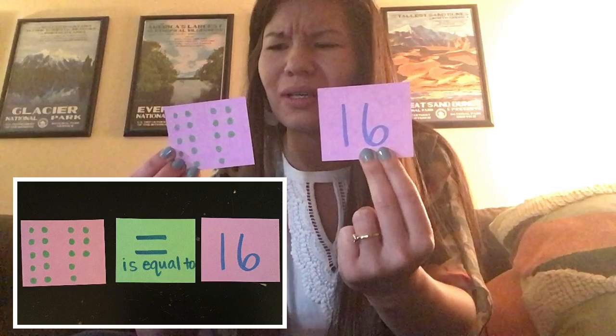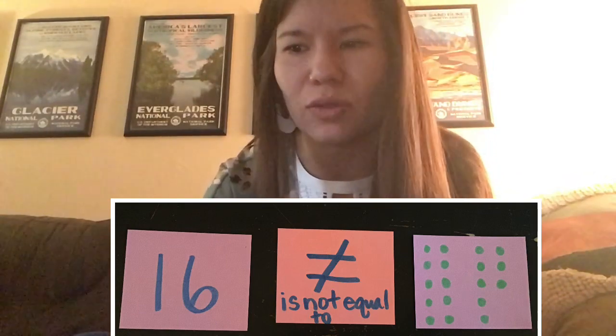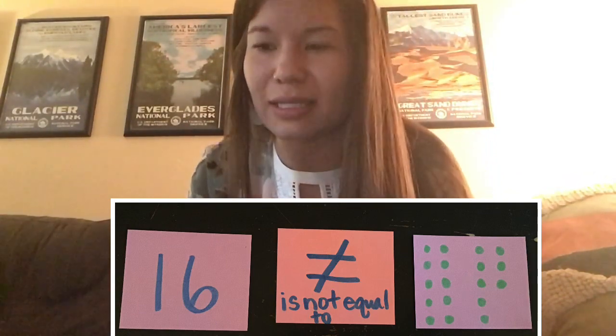So should I put the is equal to card between them or the not equal card between them? Oh, I think they're not equal because this one was 16, this one was 18. Those are not the same number. Those are not equal. Okay, so I can make this sentence look like this. 16 is not equal to this picture of 18 dots. Okay, I'm finished with these two cards, and now I'm going to put them into my finished pile.